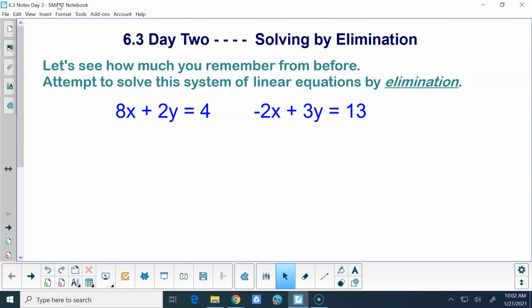Introduced it in Algebra 1, expanded on it in Algebra 2, expanded on it in geometry, really expanded on it in Algebra 3. And so we're seeing it again here for a fourth time. So let's see how much you remember from before. Solve this system using elimination. Okay, so let's try that. Solve by elimination, please.